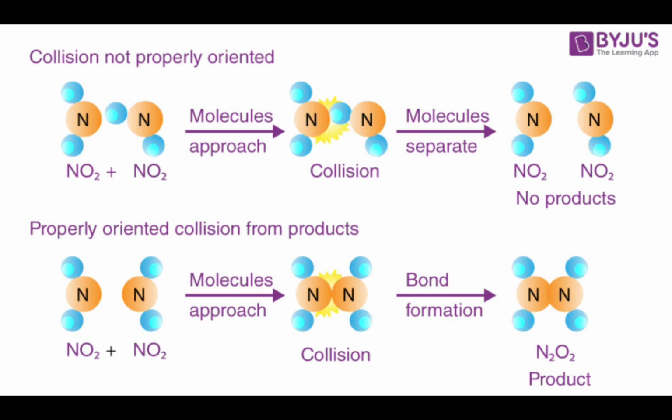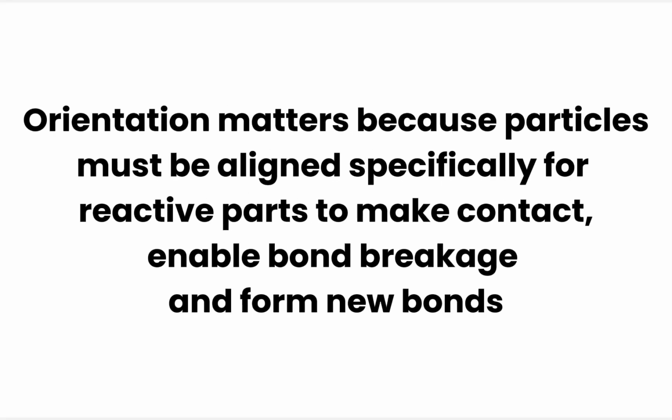So in the top example, it shows that the molecules or reactants aren't properly oriented. So despite the collision, it's not effective, it's not successful, so no products are formed. But in the bottom, it shows when the reactants are properly oriented, and when they do collide, they are able to form new products. So the reason why orientation matters is because particles must be aligned specifically for the reactive parts to make contact, enable bond breakage, and form new bonds.